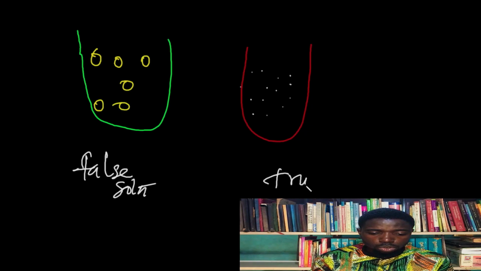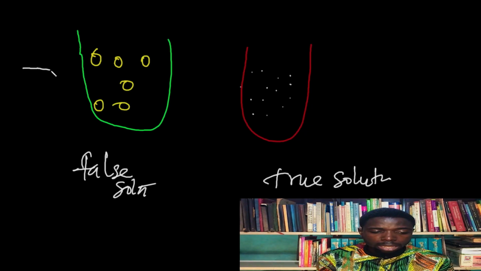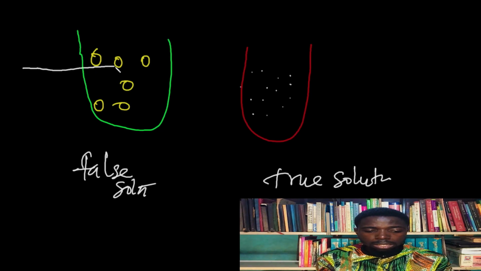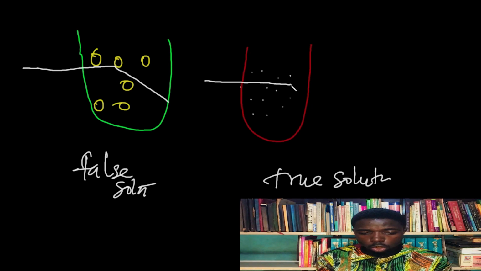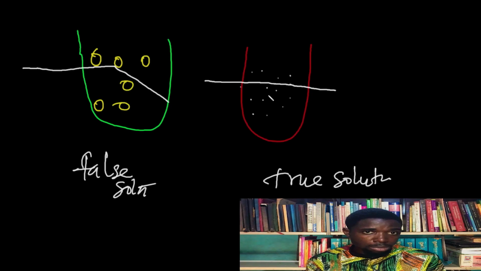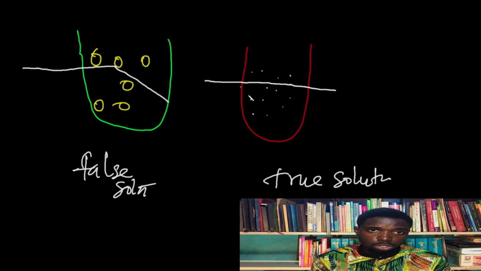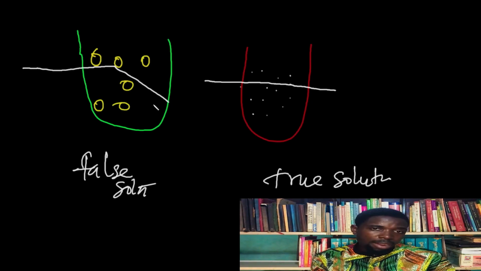So imagine this is a false solution, and here you have a true solution. And you have a particle of light or light ray passing through. If it hits this particular large particle, it distorts the direction. Well, here, because you have small particles, it doesn't alter or change the direction of the light ray. So you have that Tyndall effect is not exhibited in your true solutions. However, it can be exhibited by your false solutions. Why? The particles can change the direction of the photons.